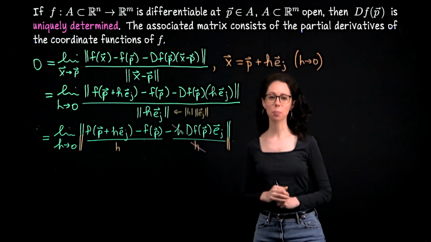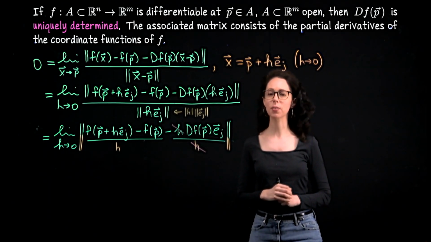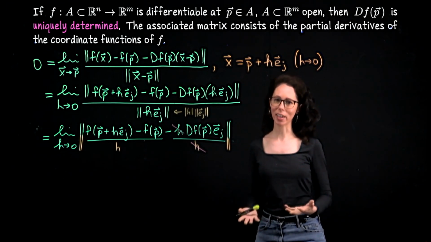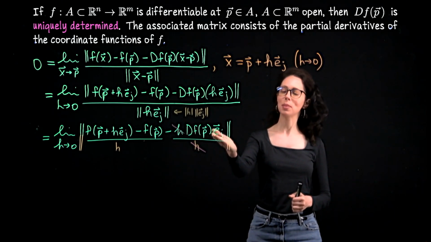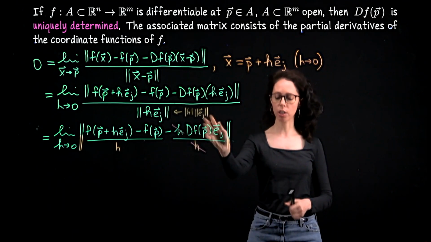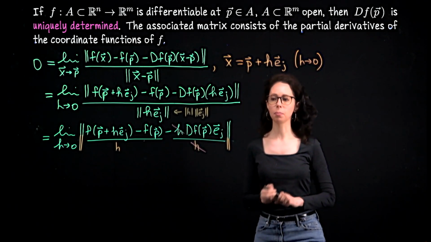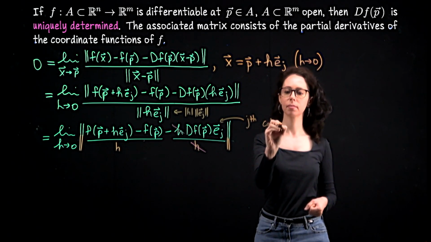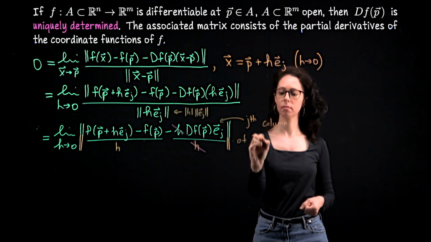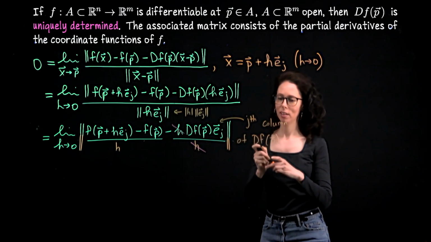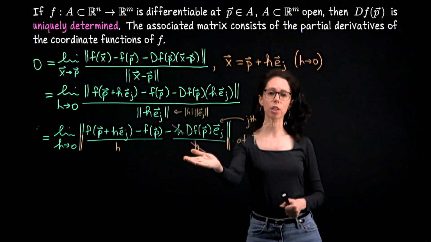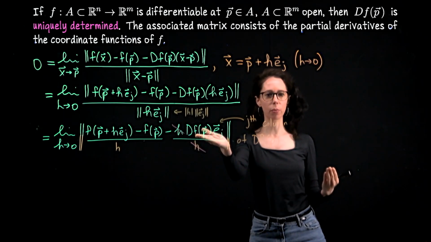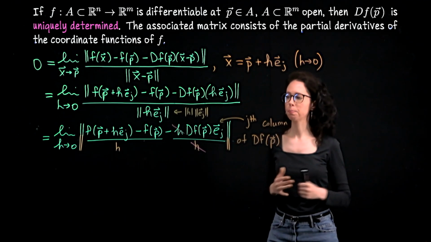If you take a matrix and multiply it by E1, the first standard basis vector, you extract the first column from that matrix. If you multiply it by E2, you extract the second column. So df at p times the jth standard basis vector, this expression is actually the jth column of df_p. Notice that this second expression inside our norm has no h dependence. So this has no x dependence. It's just the matrix that we're trying to describe times a standard basis vector.